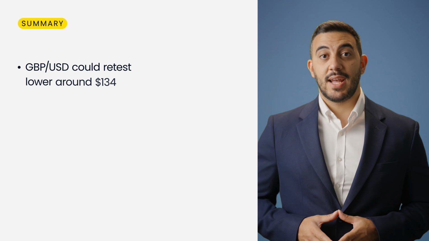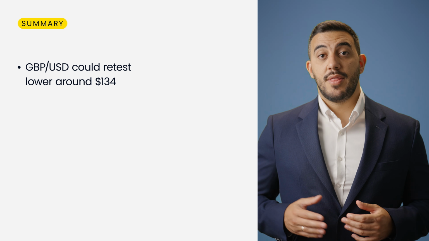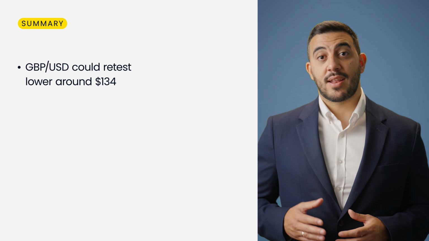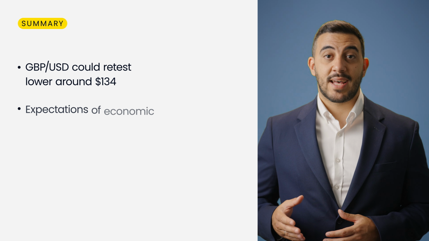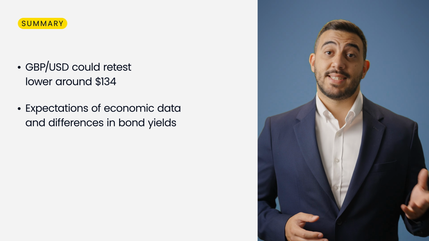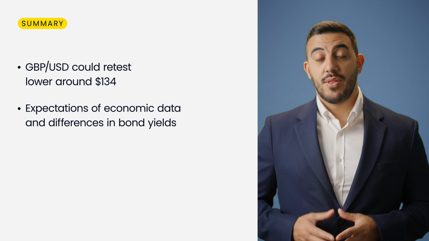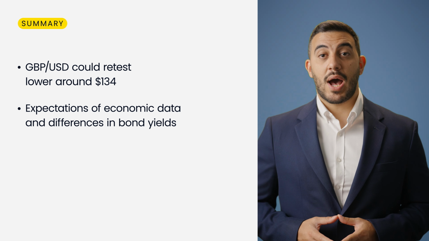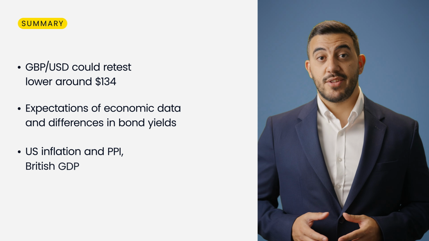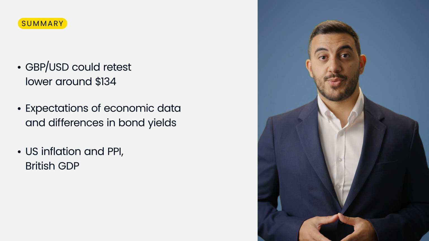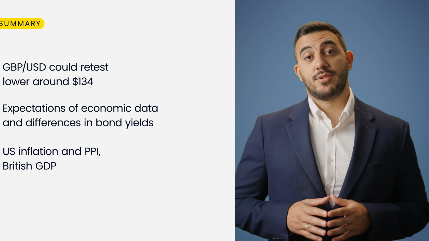So in summary, the trading idea for this week is a sell on cable with a potential target of around 134. The main factors affecting this trade are the major economic data that affects the pair, as well as differences in the bond yields. The economic data to pay attention to are the US inflation, British GDP, and US Producers Price Index. Remember, this is not a signal, it is just an idea for a trade.